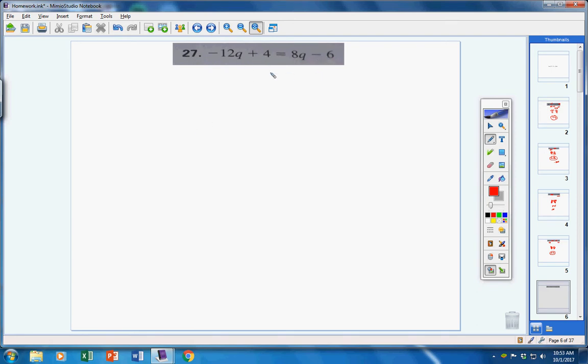Simplify both sides, eliminate fractions, move variable terms to one side, constant terms to the other side. Negative 20q equals negative 10. Alright, isolate the variable, so we're going to divide both sides by negative 20. These cancel. Q equals, negative over a negative would be a positive.